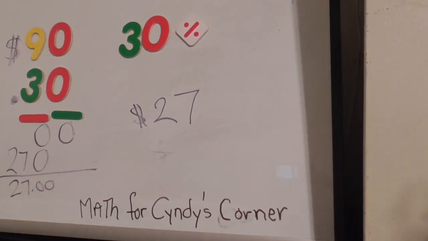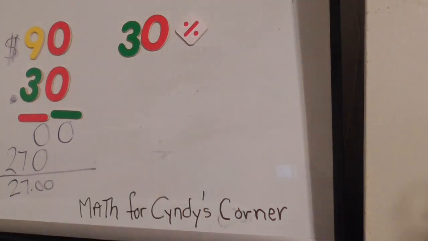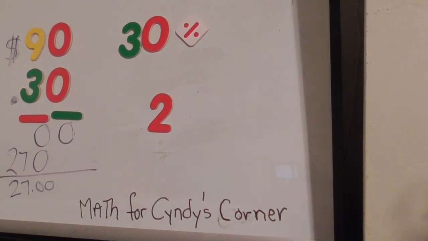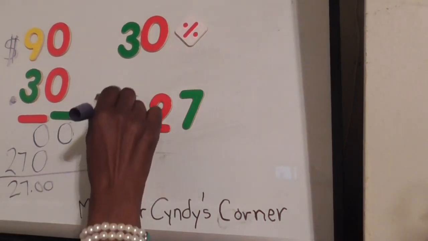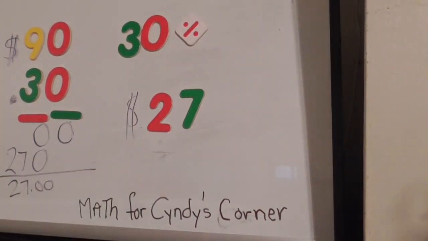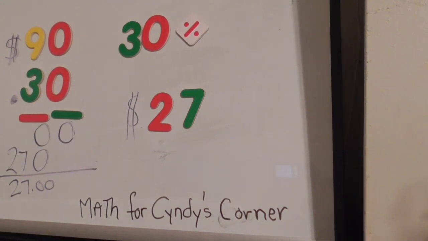So are you paying $27 for the dress? No. But in our head, we multiplied decimal .30 times 90, and we came up with 27. $27. This is how much we're going to save if we buy this dress, because they told us that they're taking 30% off. All right, I'm saving $27.